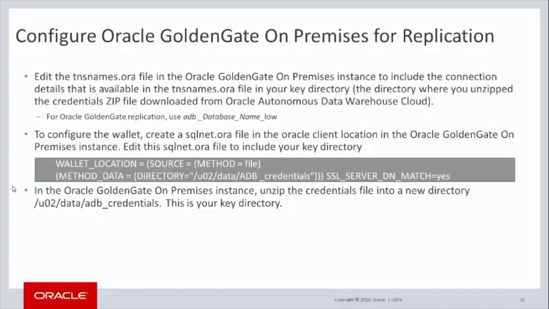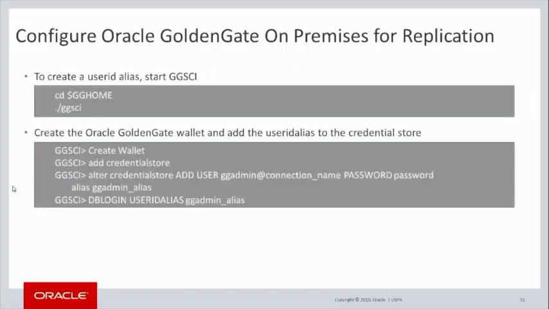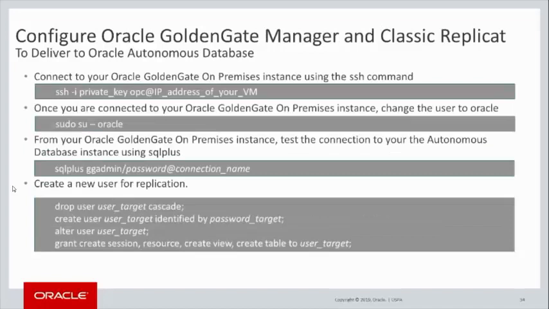For Oracle GoldenGate replication, use adb_database_name_low. To configure the wallet, create a sqlnet.ora file in the Oracle client location in the Oracle GoldenGate on-premises instance. Edit the sqlnet file as shown in the slide. Create a user alias and start GGSCI. Create a GoldenGate wallet and add the user ID alias to create the store.